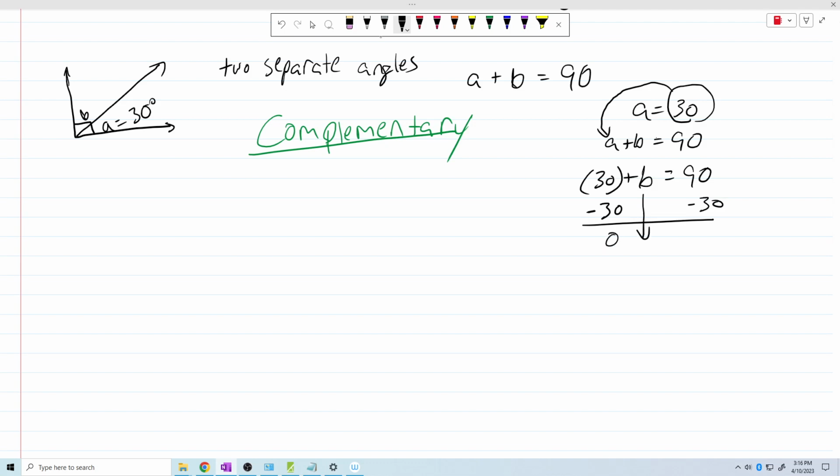This we're just bringing down. We didn't do anything with it. We still have the equal sign there. That doesn't change. 90 minus 30. Well, if you do the math on that, that becomes 60. So the answer to the problem is B equals 60 degrees. That's how you solve a complementary angle sort of problem.